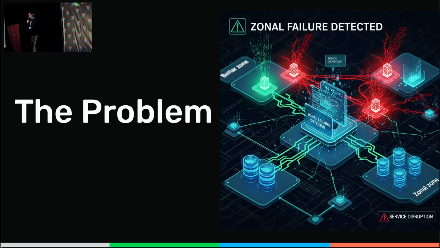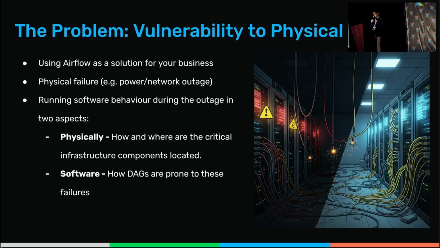So let's first talk about the problem. The problem is that you are using Airflow as a solution for your business. Let's assume that you wrote the software without any bugs and everything is working perfectly, but there is always something that is easy to miss. What if the computing power that you have has a power outage? What if there is some network outage that will cause all the fully functional software to fail? So the software behavior during these outages can be affected in multiple ways.